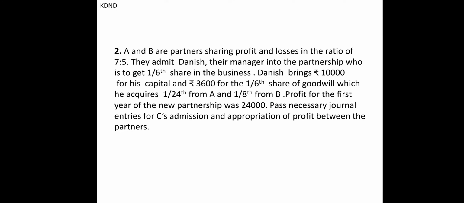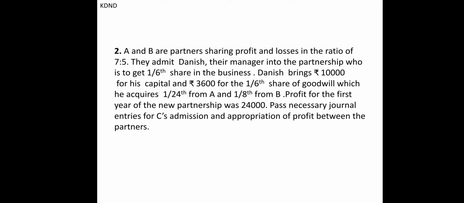Here another sum comes: A and B are partners sharing profit and losses in the ratio of 7:5. They admit Danish, their manager, into the partnership, who gets 1/6 share in the profit. Danish brings 10,000 as his capital and 3,600 for 1/6 share of goodwill, which he acquires 1/24 from A and 1/8 from B. Profit of the first year of the new partnership was 24,000. Pass necessary journal entries for Danish's admission and appropriation of profit between the partners.